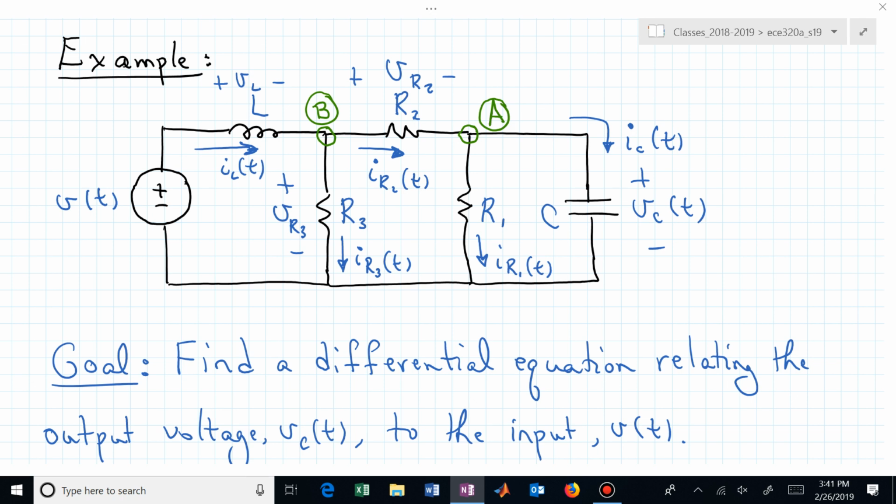V sub L is L di sub L dt. And we have I sub L in terms of v sub c and its derivatives. And we're almost done. We can just write one more KVL, minus v plus v sub L plus v sub r sub 3, and we're done. Now we have a way of relating v to v sub c and its derivatives. Do you see how we walked down the ladder? If this is the bottom, the voltage source, that's what our steps are going to be.